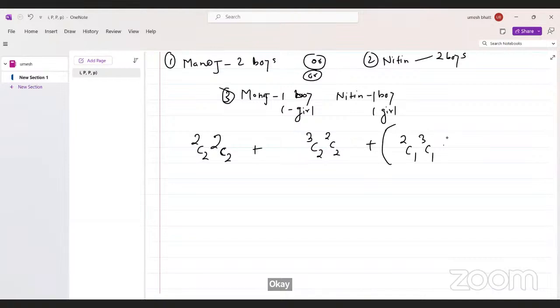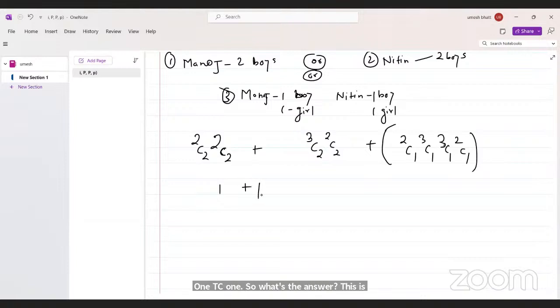No, we have taken 1, 1 here. From the Nitin side, we have to take again 1, 1. So is it plus or multiply? It's multiply. So what's the answer? 3C1, 2C1, 3C1, 2C1. This is 2 into 3 into 3 into 2, so 9, 18, 36.